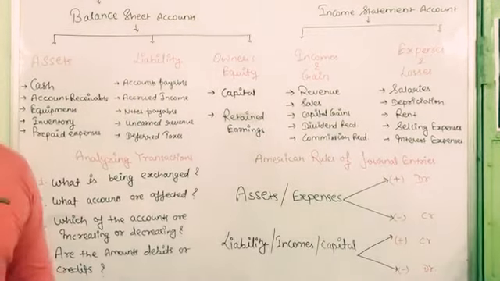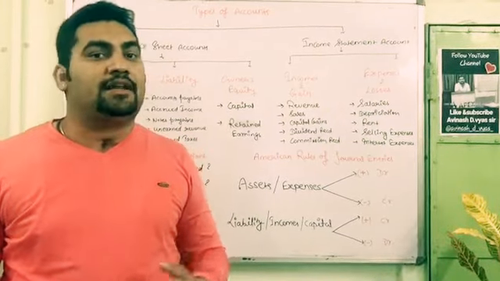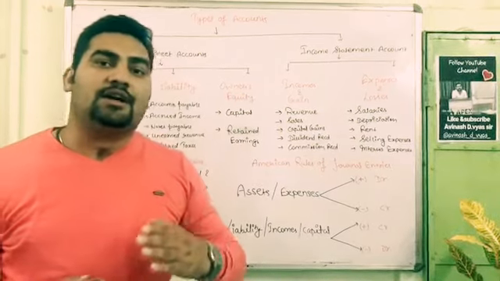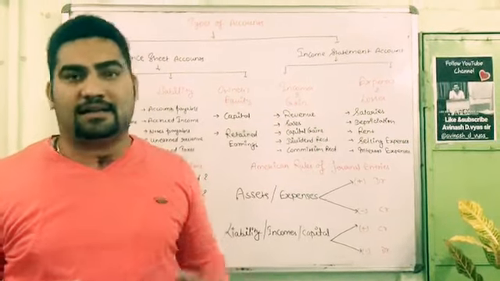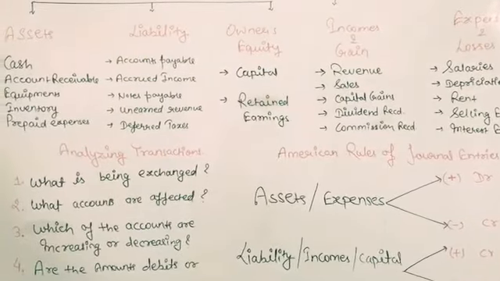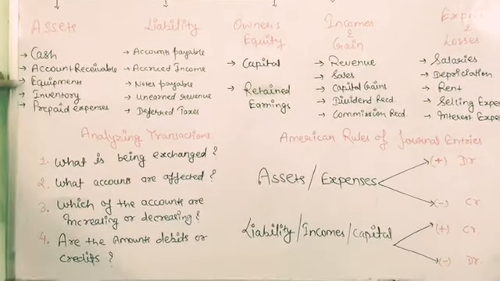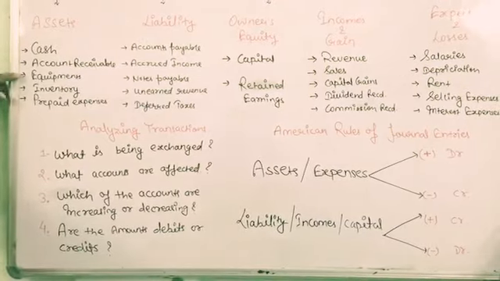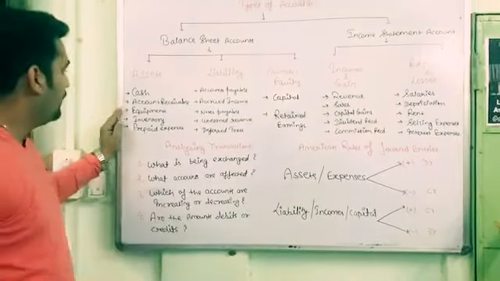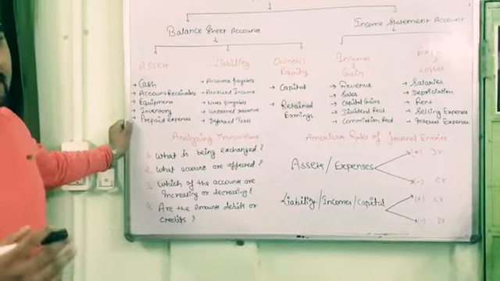Asset. Assets are those which are purchased in the business with the intention to keep for a long period, so they become the fixed assets, and those which continuously fluctuate are current assets. Some examples: cash is a current asset. Account receivable is a current asset. Equipment is a fixed asset. There can be machinery, furniture, land and building. Inventory and prepaid expenses are two other examples of current assets.